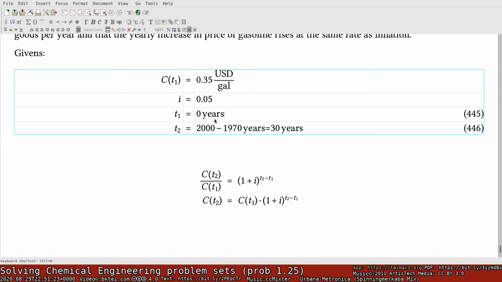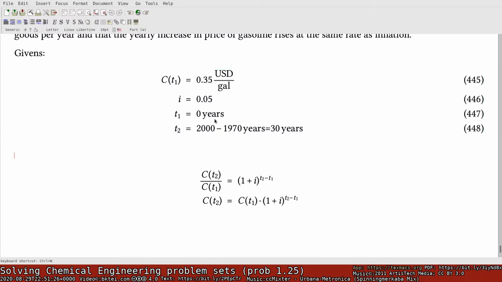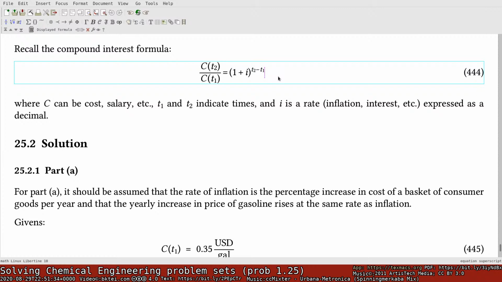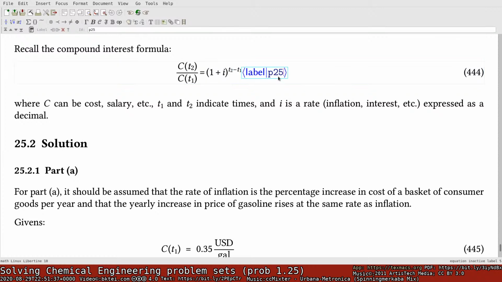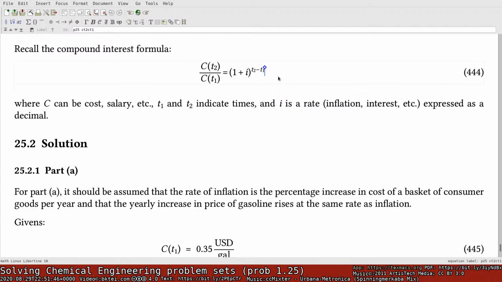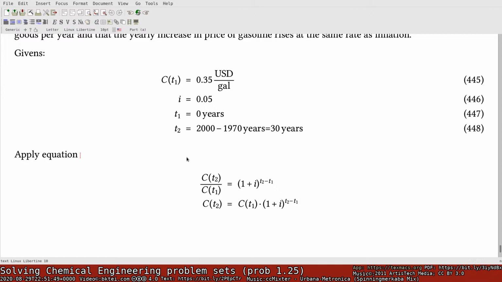All right, so let's go ahead and add some numbers to these. Apply equation, and we'll give a label to that. Meta shift exclamation mark, problem 25, C T2 over C T1. All right, let's see if that works. Apply equation, meta shift question mark, problem 25, C T2 over C T1. Okay. Plug givens into equation, blah, blah, blah.